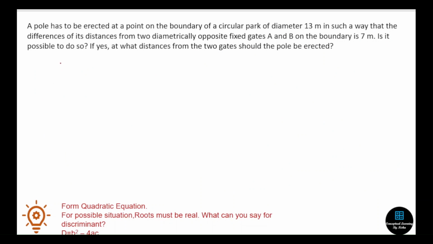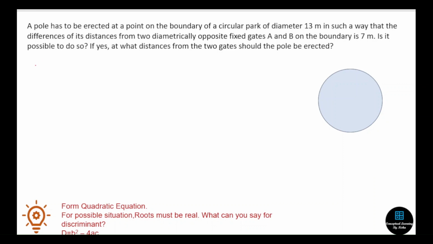Alright. Now for this question, we'll start drawing the figure first. Alright. Now here it is given a circular path. So I'll just draw the circle first. Okay. Now let's understand it word by word.